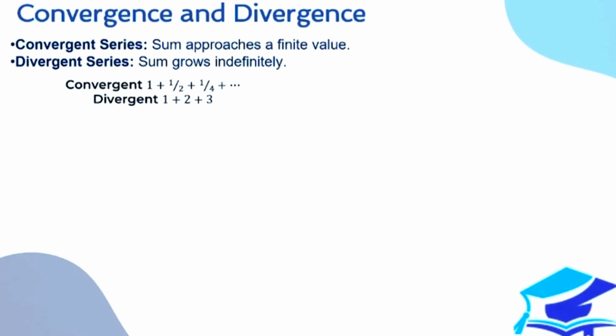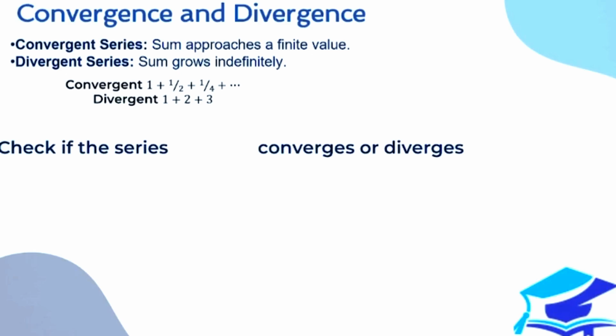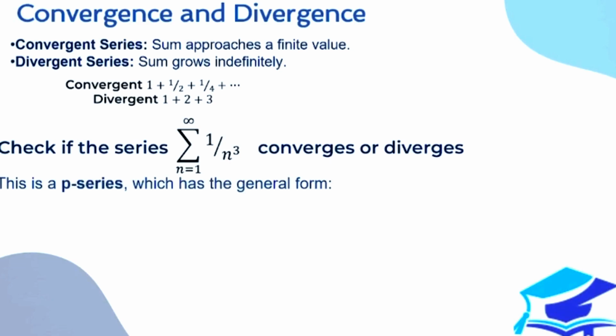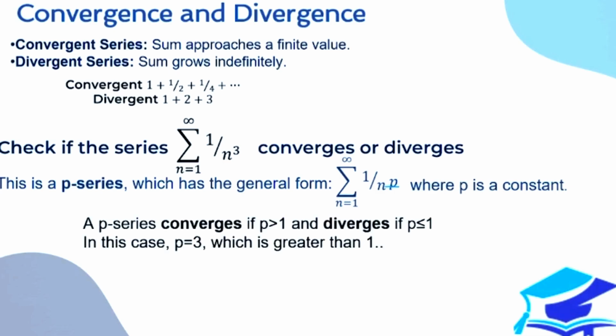Convergent and divergent. A convergent series approaches a finite value. A divergent series sum grows indefinitely. Convergent, as you can see, it approaches 0, so it's less than 1. Check if the series is convergent or divergent. We use the p-series test, which is a general form. p is a constant. Given our series, we can see that p would be 3. This is greater than 1, and we can state that the series is divergent.